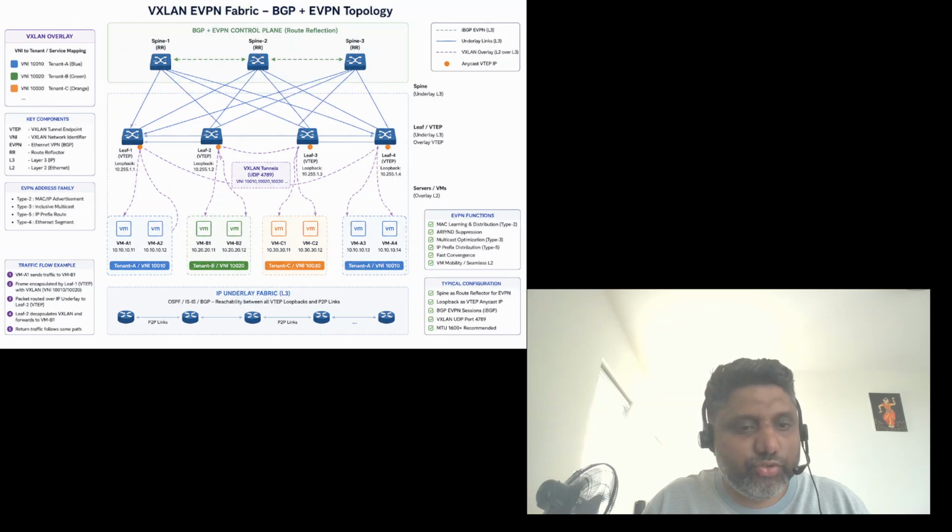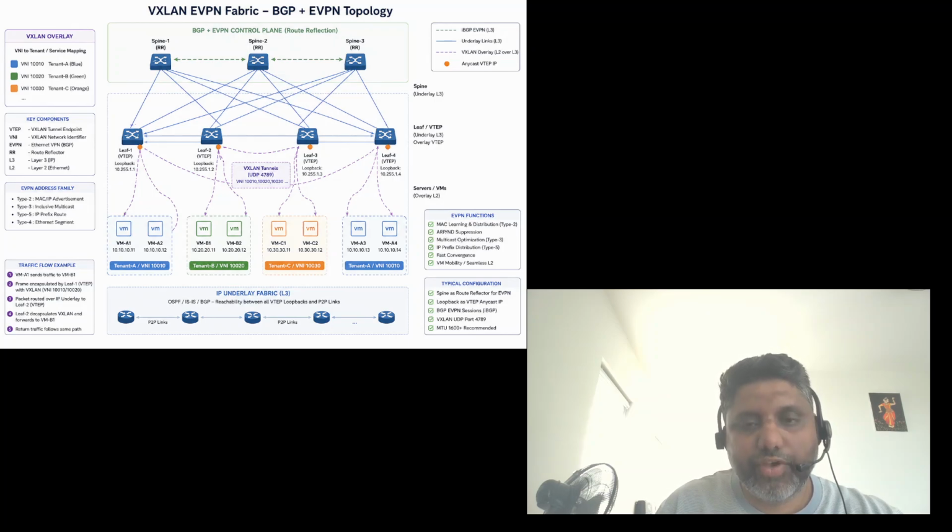Then I will show you a traffic flow example. VM A1 sends traffic to VM B1. The frame is encapsulated by the leaf 1 VTEP with VXLAN ID 10010 and 10020. The packet is routed over the IP underlay network, which is the spine and leaf network, and then leaf 2 decapsulates the VXLAN and forwards it to VM B1, right? The return traffic flows along the same path. So that's how we can imagine the packet flow in the VXLAN network.